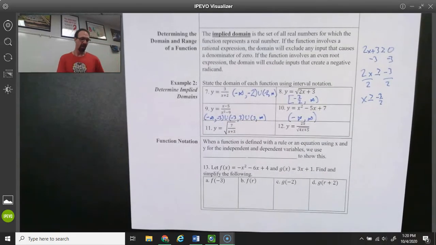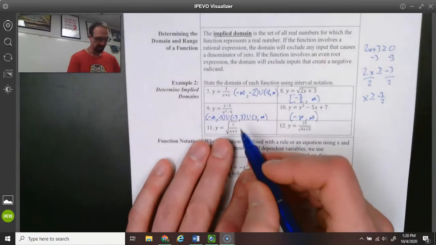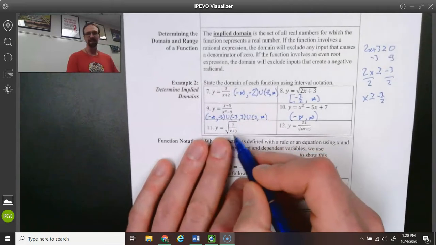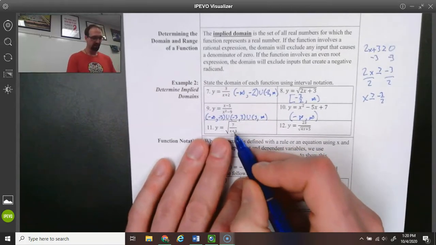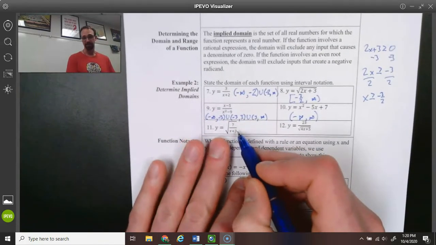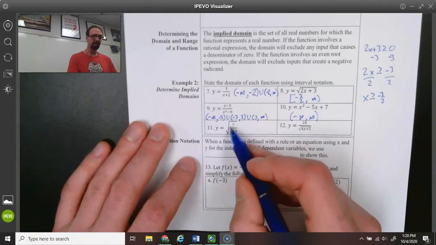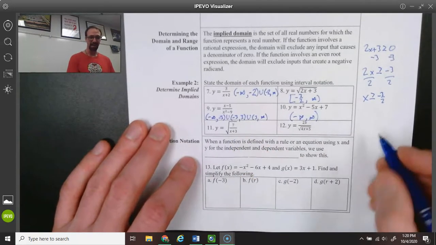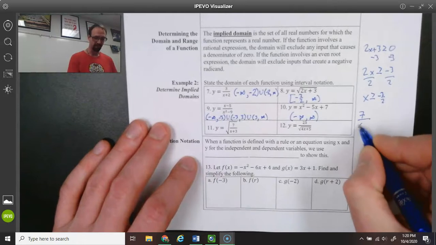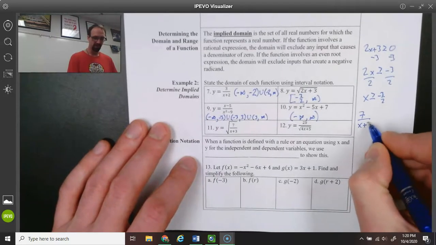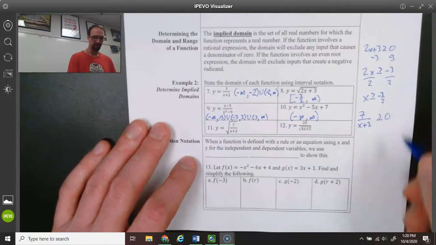Number 11 and 12 are a little bit more difficult. It's essentially a combination of things. I can't have the -3, so that's an issue. You can't have the x value being -3, but you also have to set this entire thing greater than or equal to 0 and then solve as well. So 7 over x plus 3 is greater than or equal to 0, and then solve.